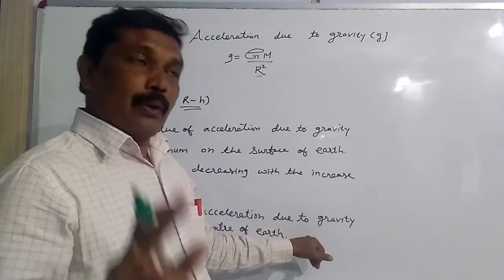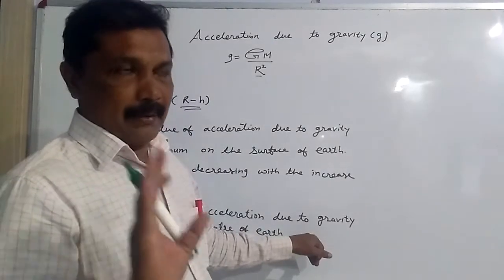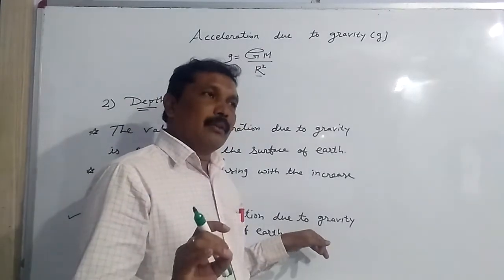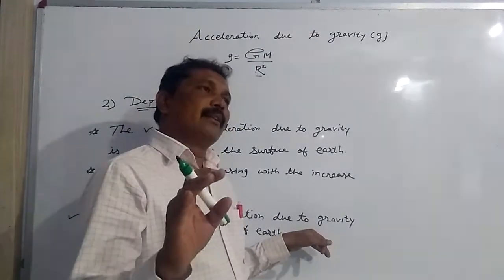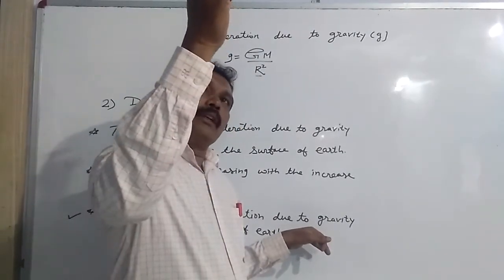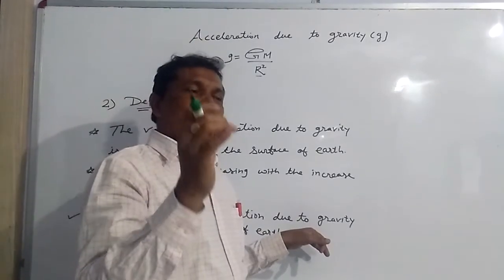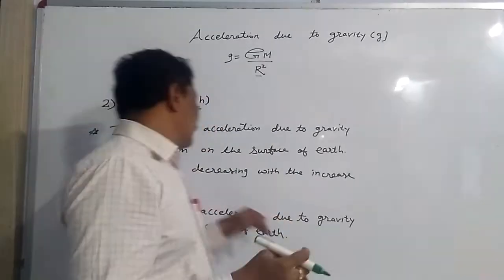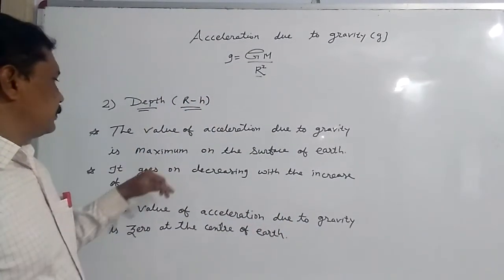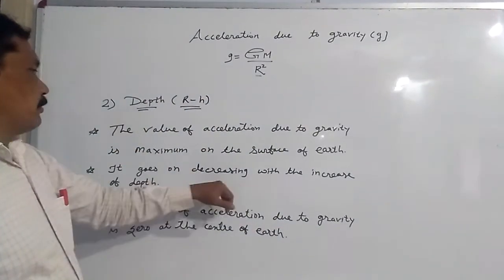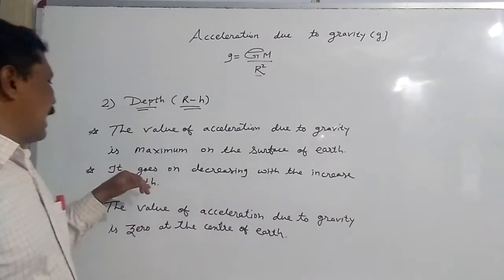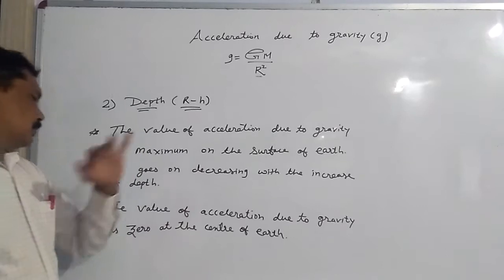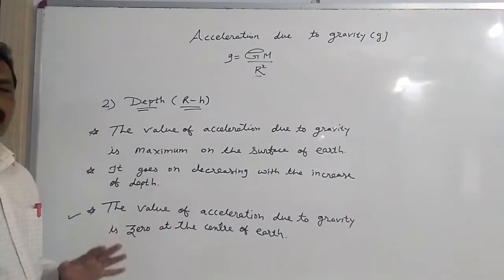This we are going to study in detail after some time. We are going to derive a mathematical expression. From this we can say that when the body is on the surface of the earth, then acceleration due to gravity is maximum. As we go on increasing the depth, the acceleration due to gravity decreases. The value of acceleration due to gravity is 0 at the center of the earth.